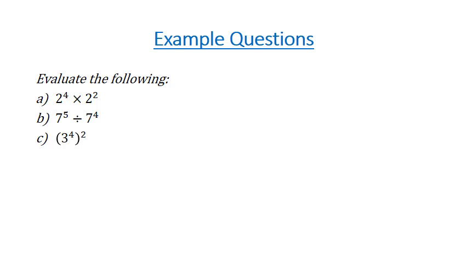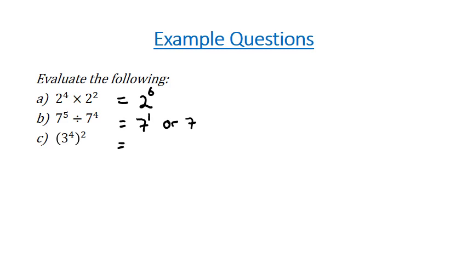Let's have a look at some example questions. In our first question, you can see that we have a base number of 2, so our base number stays the same, and we're multiplying the base numbers. So in this particular case, we add the indices, and that gives us 2 to the power of 6. In our second question, both numbers have a base number of 7. And we are dividing, so we take away the indices, so your answer is 7 to the power of 1, or simply just 7.